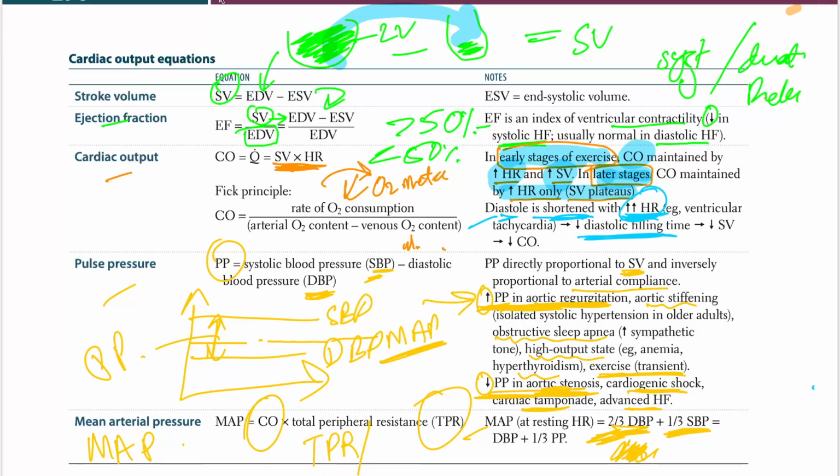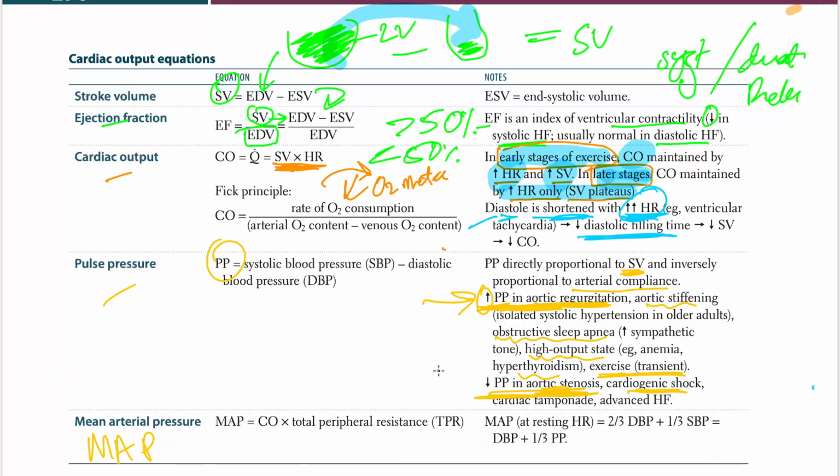So let's actually talk about it here since we are talking about it. What is your systolic blood pressure, SBP? So systolic blood pressure is determined by your stroke volume. Right, so as you increase the stroke volume, meaning as you increase the amount of blood that goes out of the left ventricle, you increase the systolic blood pressure.